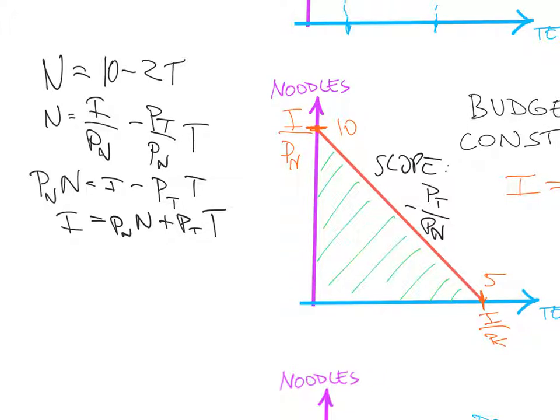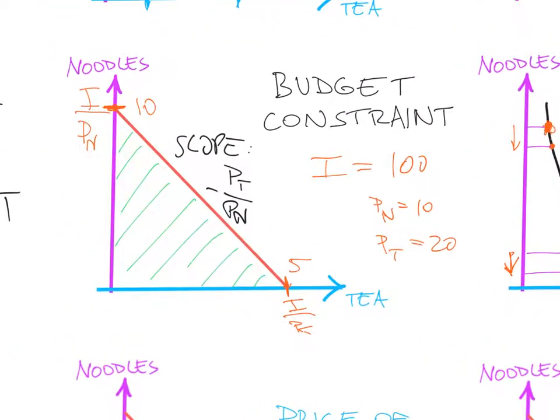Well, let me ask you this way. What does it mean if the price of, like in this case, I just gave you an example, what does it mean if the price of noodles is 10 and the price of tea is 20? Just tell me what it means. It's not complicated, nothing fancy. What does that mean?